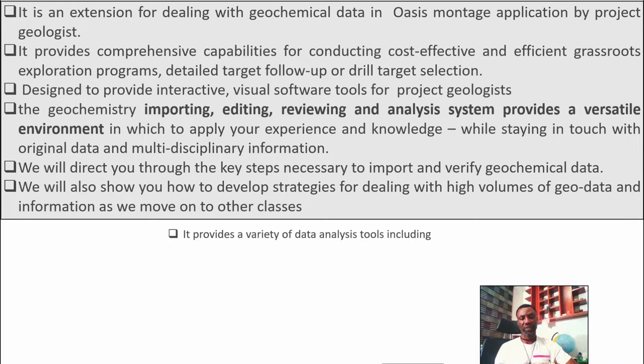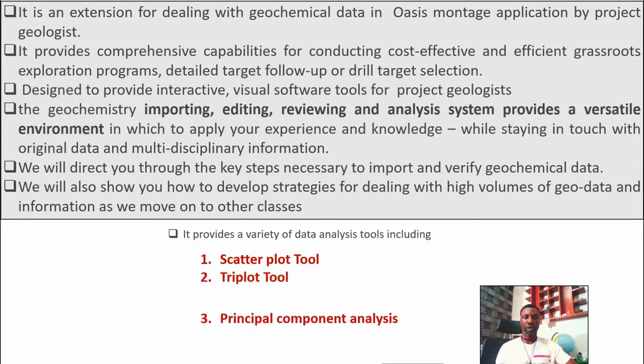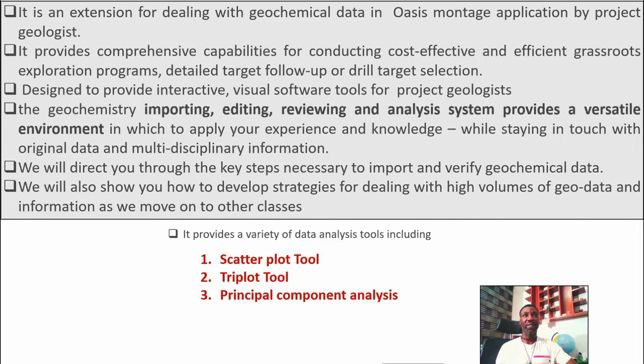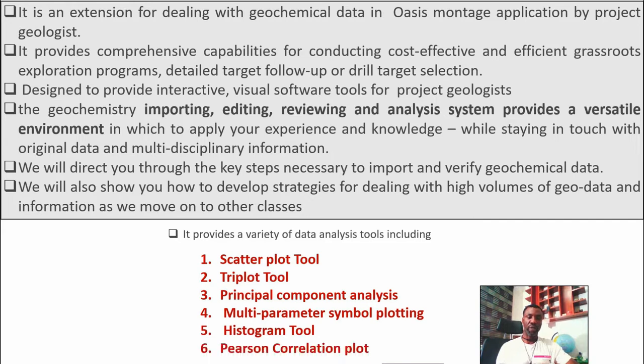It also provides a variety of data analysis tools when you have modeled your data. There's some other information you might want to get. We can give you a scatter plot tool. You can also make use of your Triplot tool, and principal component analysis tools that come with these extensions. Also, you can make use of multi-parameter symbol plotting, histogram tools, and the Pearson correlation plot. These are a whole lot of things you can find in this application.